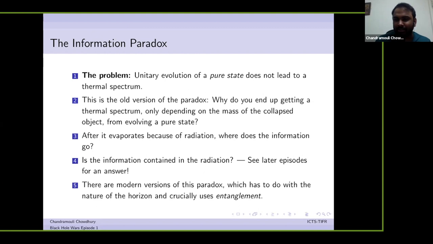Cool. Okay. So we get this information paradox for black holes, but why can't we just say that black holes are these exotic things which lead to this information paradox, but everything else is governed by sensible quantum mechanics? Why can't that be the case?